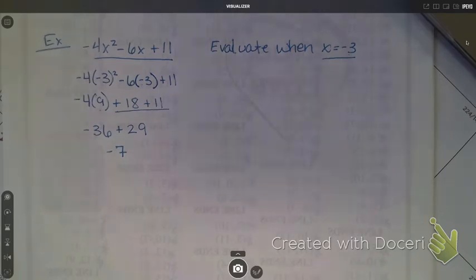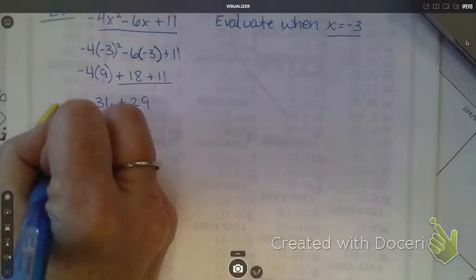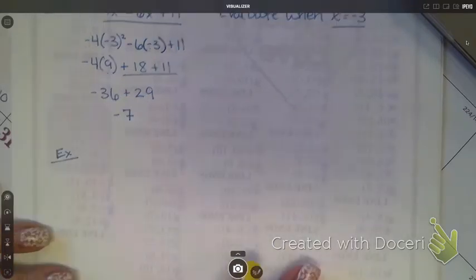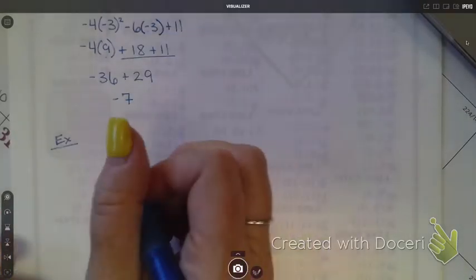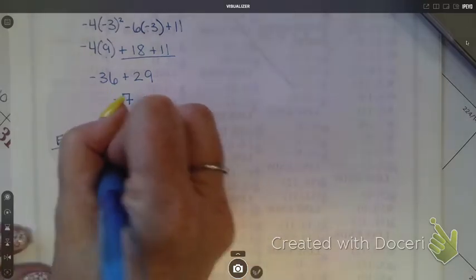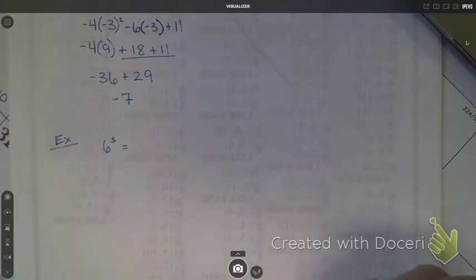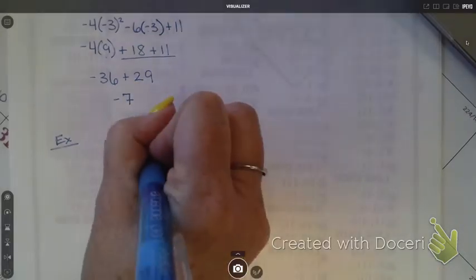So we've done this type of math before, yes? We're just dusting it off from before. I've expected you guys to know your squares and cubes, yes? So as we go through these, hopefully you'll remember. 6 cubed. 216. Good job.